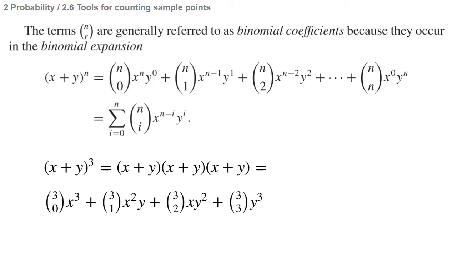Here, x plus y to the third is equal to x plus y times x plus y times x plus y. And for the x cubed coefficient, if you want to get x cubed, you have to get x from this box, x from this box, and x from this box. And here 0 is counting how many times y is selected. So if you have x cubed, there's no choice for the y. So it's 3 choose 0.